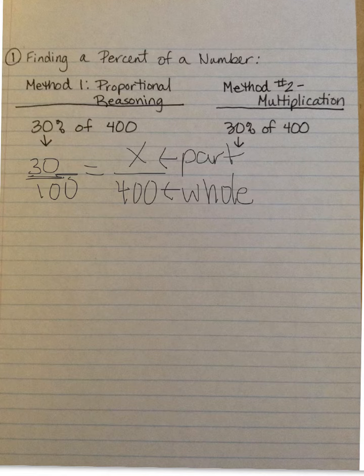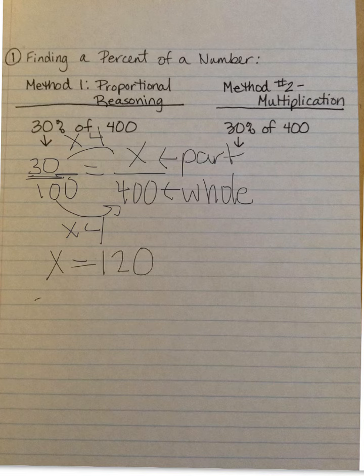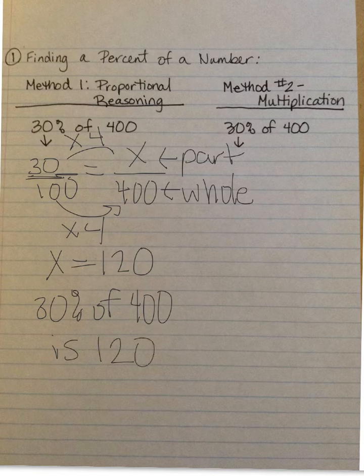So then I just look at it as a proportion and I say 100 times 4 gives me 400. So 30 times 4 will give me 120. So x equals 120. So 30% of 400 is 120. And that's my answer.